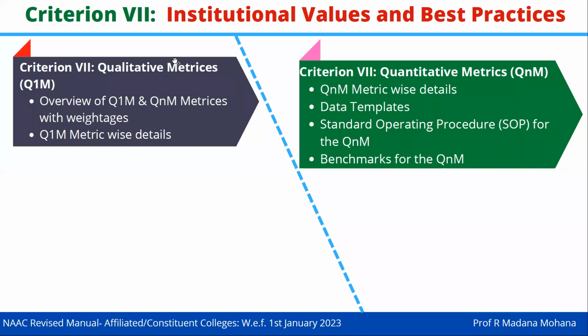Coming to the outline of Criterion 7, institutional values and best practices, first we will cover all the qualitative metrics, then all the quantitative metrics. For every quantitative metric, the data template, standard operating procedure, and benchmarks. For Criterion 7, there are no data templates. For all other criteria, for quantitative metrics, we had data templates. Here, in Criterion 7, many of the metrics are option based. That's why we are not having any data templates. Let us see one by one.